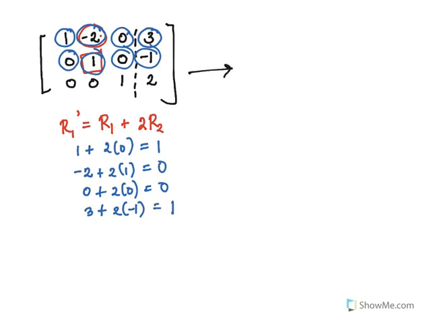So, this one now becomes 1, 0, 0. Okay? Modify natin, no? 1 din dito. And then, you have 0, 1, 0, negative 1, 0, 0, 1, 2.